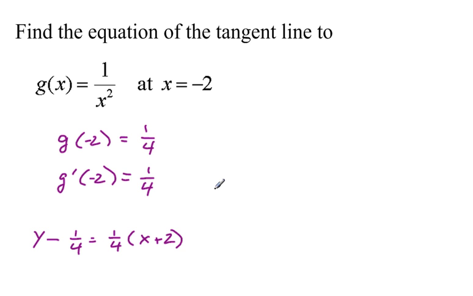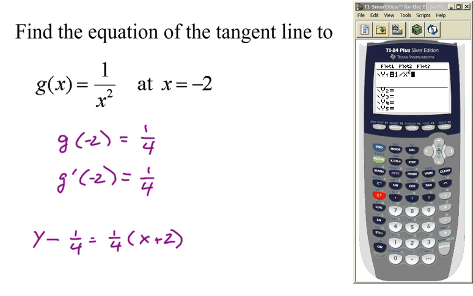Now let's actually test this time and look at both the graph and the tangent line to see if that looks good. You'll notice that I already put in the equation 1 over x squared, but then I'm also going to go down here and put in my tangent line. Now obviously I have to solve for y, so I'm going to move this -1/4 to the other side. So I've got 1 divided by 4 plus 1 divided by 4 times (x plus 2). So there's my tangent line. And now I'm going to hit graph.